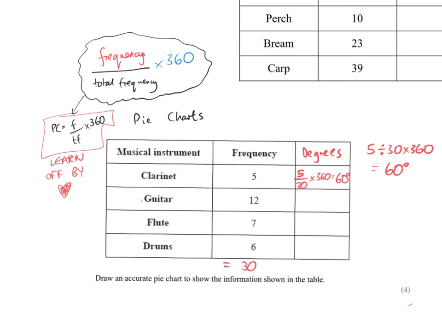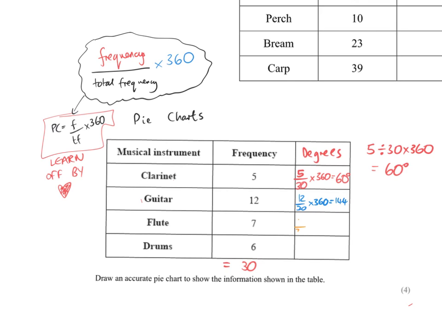To do the next one now, this one here is very, very similar. In fact, I can tell you now it's going to have an over 30 part, and it's going to have a times by 360 part. The only thing that's going to change is this top number here, because the frequency of guitar is 12. So 12 is the number that's going up there. Now again, that is going into your calculator, and you'd say 12 divided by 30 times by 360. So that gives an answer of 144.